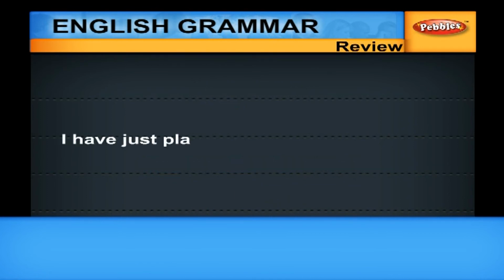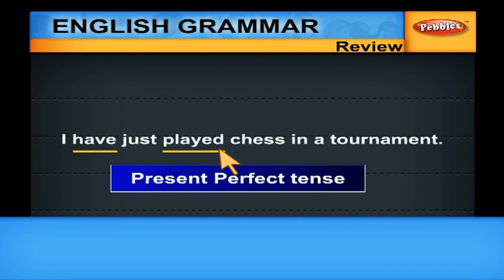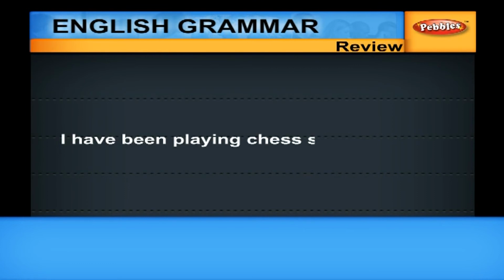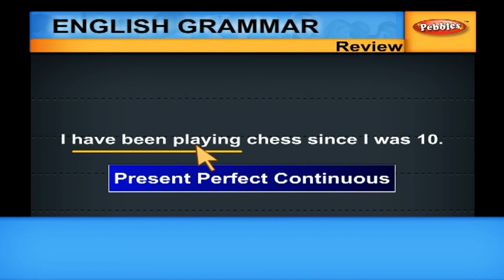I have just played chess in a tournament. Have is the have form of helping verb and played is the past participle or VED form of main verb play, and it is a present perfect tense. I have been playing chess since I was 10. Again, have is the present tense of the have form and been is the past participle of the be form, and playing is the present participle of main verb play. It is a present perfect continuous.